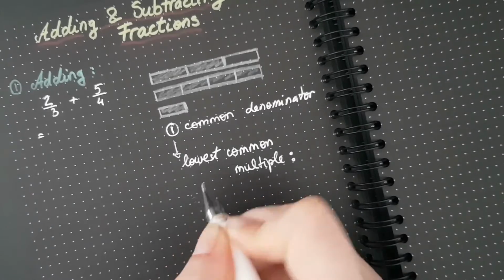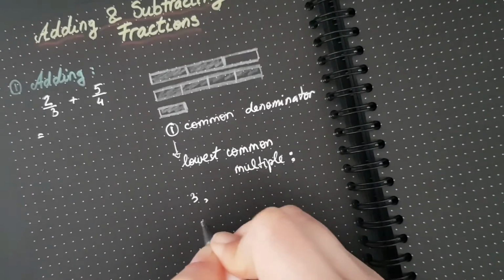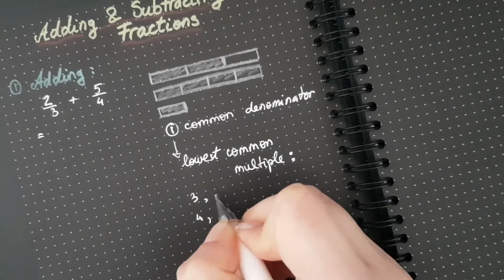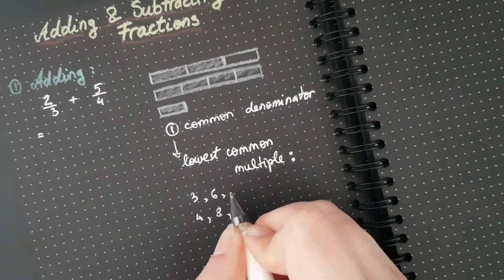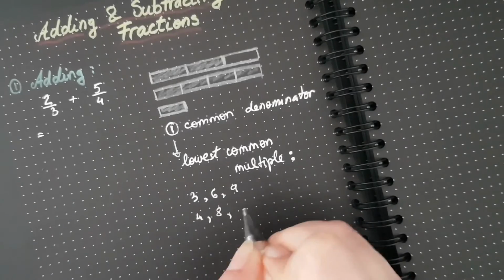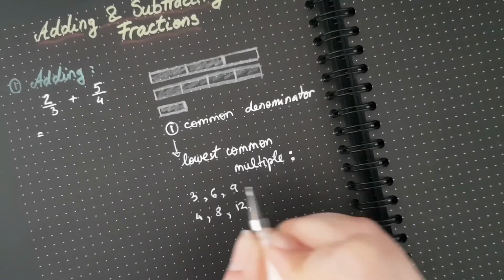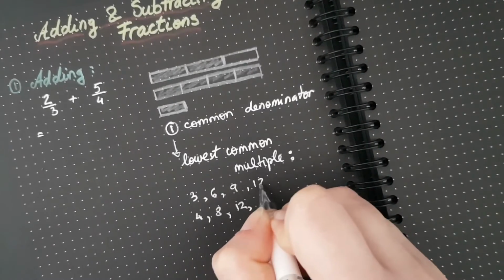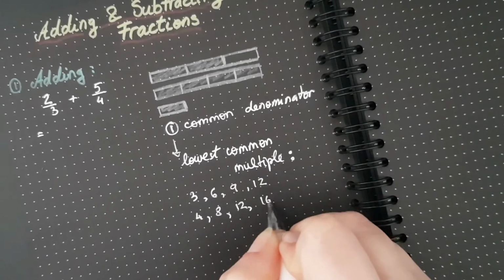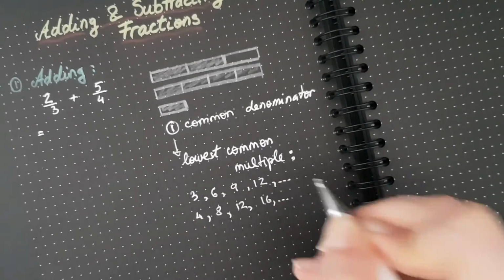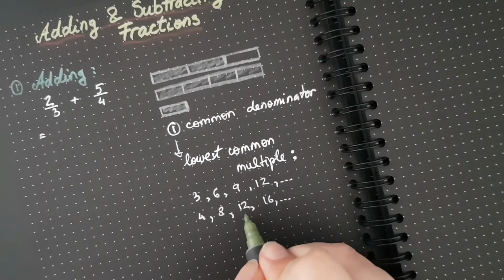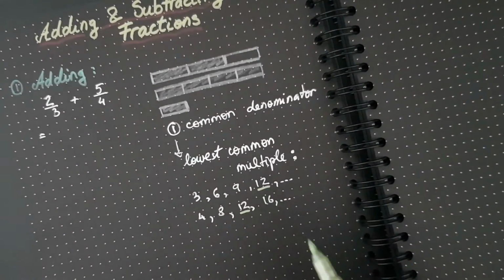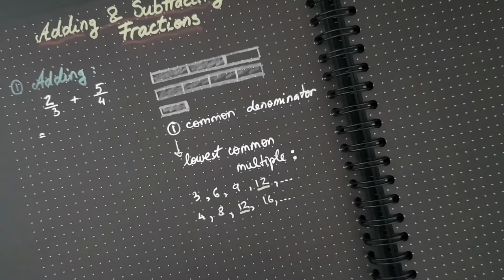So I'm going to go 3 and then 4. So 3 times 2, that's 6. 4 times 2, that's 8. 3 times 3, that's 9. 4 times 3, that's 12. 3 times 4, that's 12. 4 times 4, that's 16. I really do not want to go any more because I already can see that the smallest number is the 12. So that's the lowest common multiple.